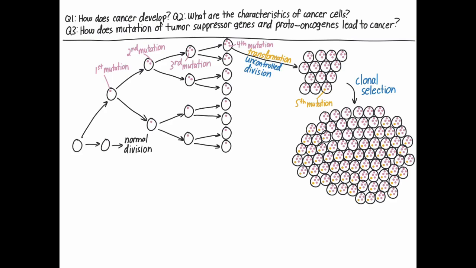This should remind you of natural selection because that's what it is. Natural selection can be an important part of cancer development and the growth of tumors, which is what this group of cells is becoming.